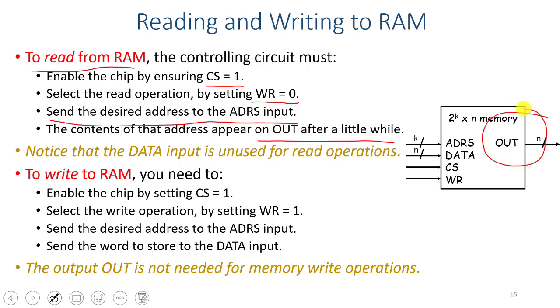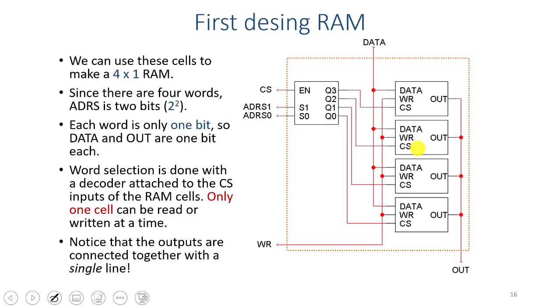If you want to write, on the other hand, same idea. CS is equal to 1. WR will equal 1 over here, compared to here where it's equal to 0. Then send the desired address. Put the data on the data bus over here, and you can write your information.